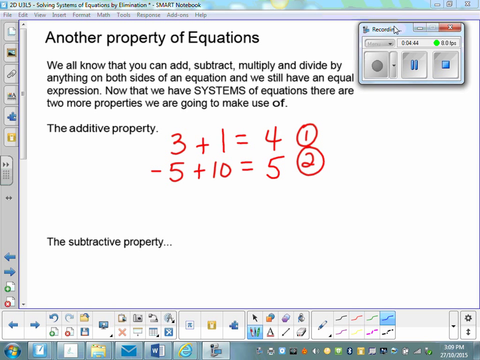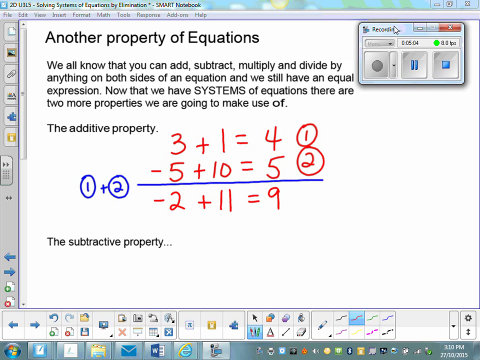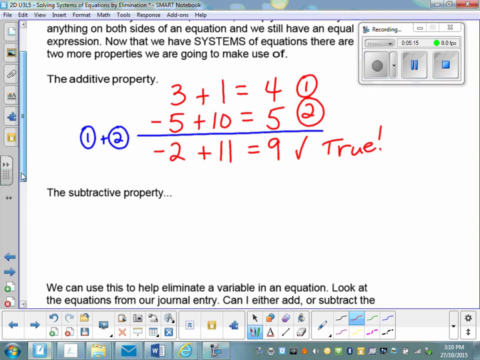Now if I was going to take equation 1 and add it to equation 2, I'm going to just add each column here. So 3 plus negative 5 is negative 2. 10 plus 1 is 11, and 5 plus 4 is 9. Notice the equation we get at the end, negative 2 plus 11 equals 9, is also a true equation, compared to the ones up above, and they're also true as well.